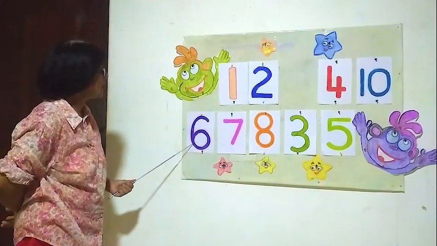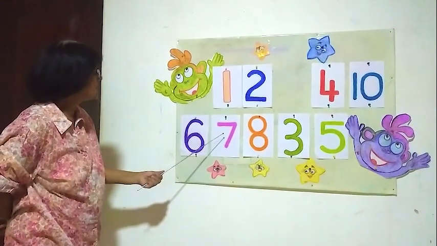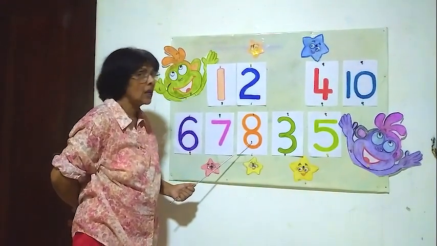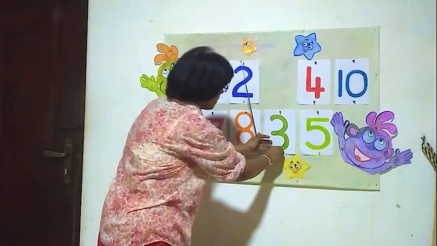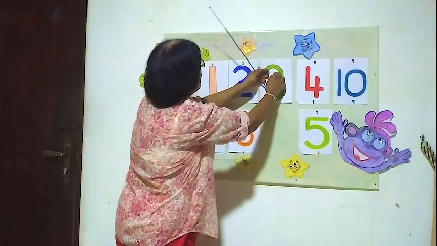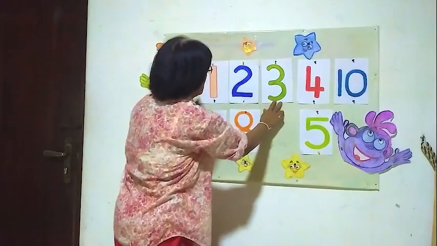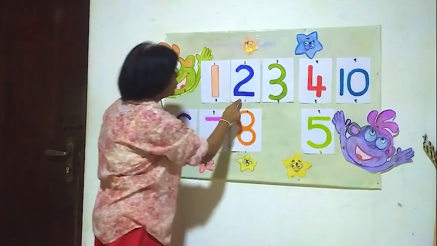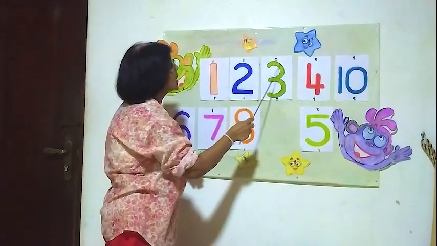No. This is 6. Is this number 3? No. This is 7. Is this number 3? No. This is 8. Is this number 3? Yes. This is number 3. So, after 2, this is here. 1, 2, 3.